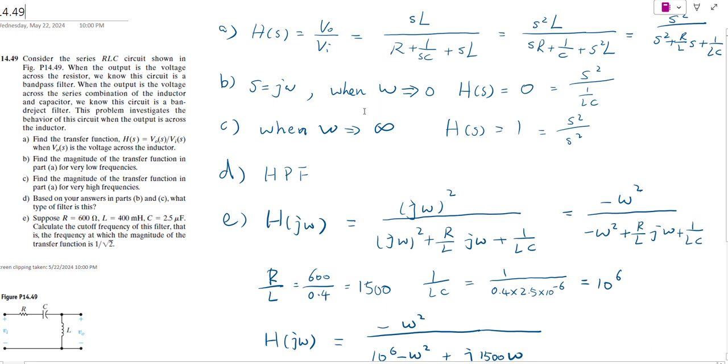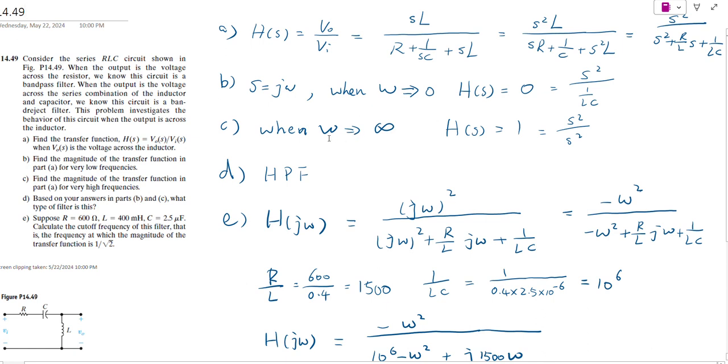We got this one. Part B, find the magnitude of the transfer function in part A for very low frequency. So we just replace s here with j omega. Then we will find when omega approaches 0, the thing becomes, so these are the zeros. So this actually is 0. So it's actually 0 over 1 over LC, which makes the magnitude 0. So the lower frequency is being stopped.